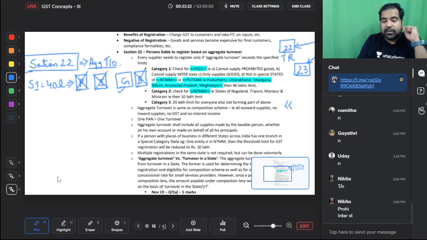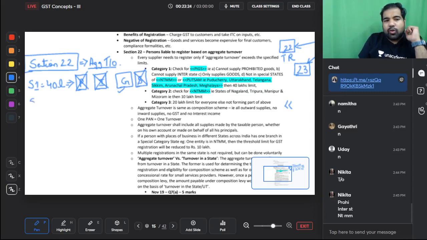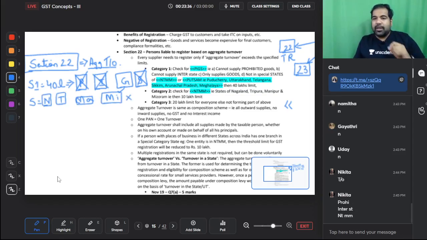Which states? Here is a shortcut. You should not be in the states of NT-MAMI. What is NT-MAMI? Nagaland, Tripura, Manipur and Mizoram. You should not be in these states. Let me repeat, guys. Which states you should not be in? NT-MAMI: Nagaland, Tripura, Manipur, Mizoram.